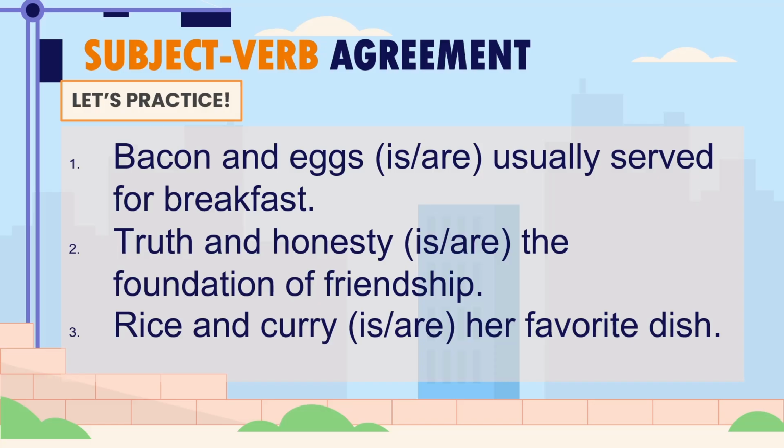Next, truth and honesty is or are the foundation of friendship. So, your answer here is are, since truth and honesty is different from each other. Okay? Next, rice and curry is or are her favorite dish. So, it is are, since rice and curry are different from each other.